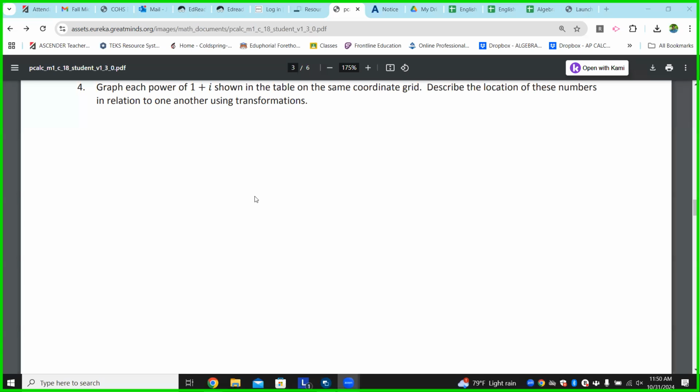All right. Let's see if this works now. Ooh, bigger screen.